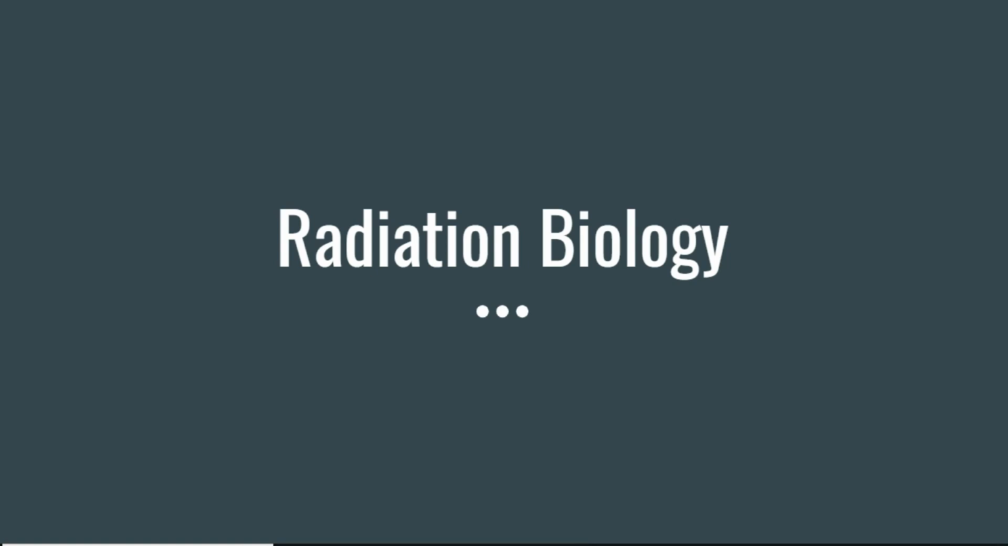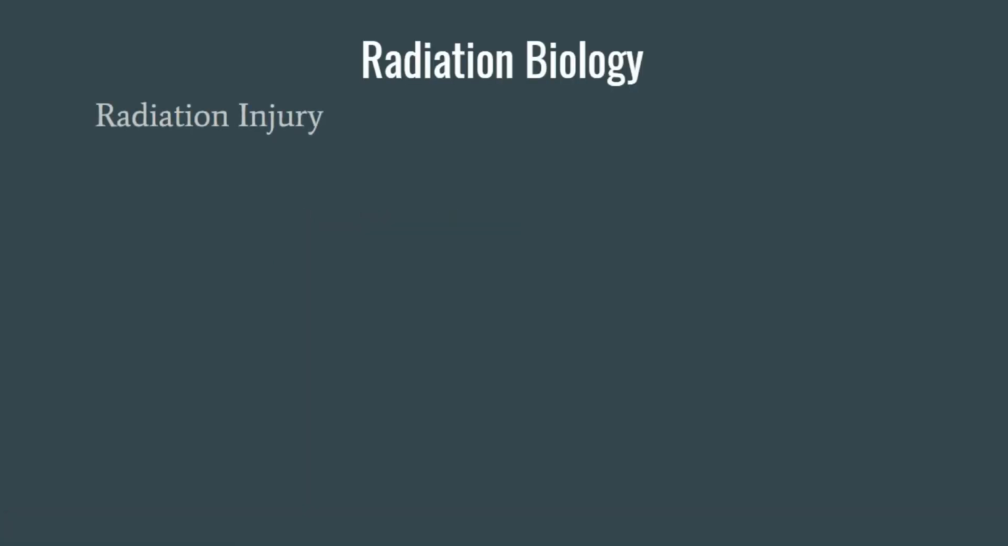This module is radiation biology, and in this section, we're going to learn about the different ways that radiation can have an effect on the body, the ways that injury is caused, and what those resulting injuries are. So, we're going to go ahead and begin with radiation injury. And basically, there are two different types of radiation injury that we're going to discuss.